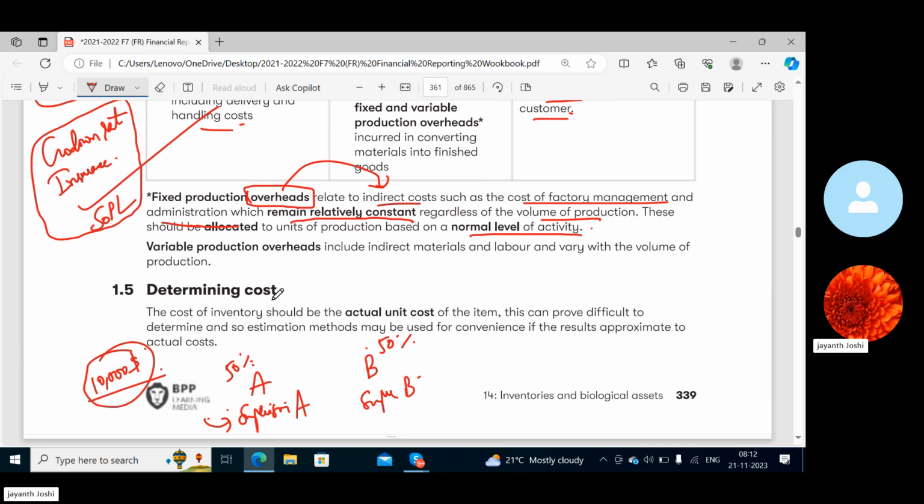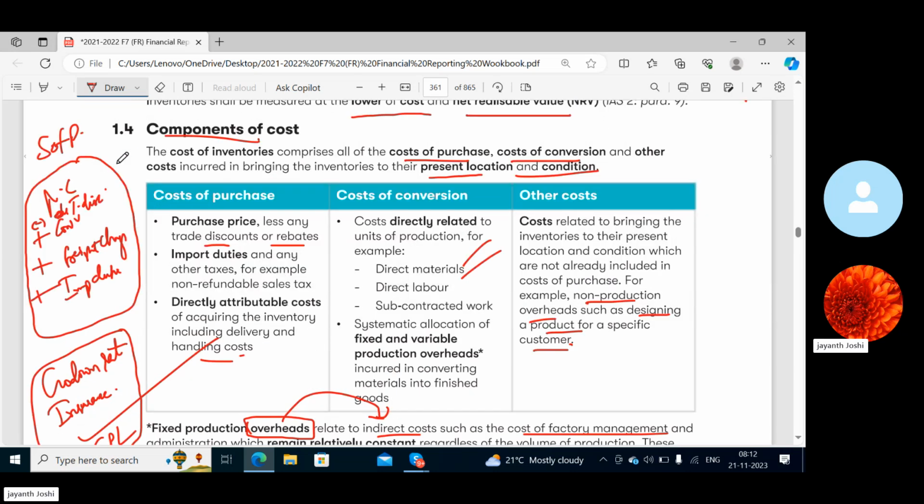Now, variable production overheads include indirect materials and labor that vary with the volume of production. Understood fact, right? Because it's variable. The more the activity, the more the expenses, right? So I have given you the entire detail about what kind of expenses should be added to the inventory and what kind of expenses should not be added to inventory, right? Shall we move forward? Yes.